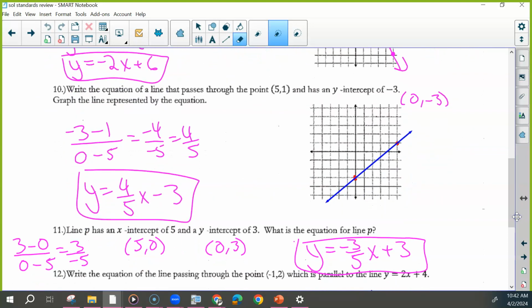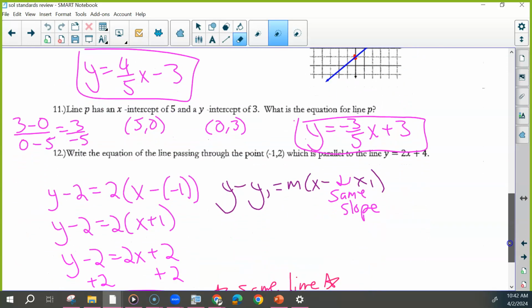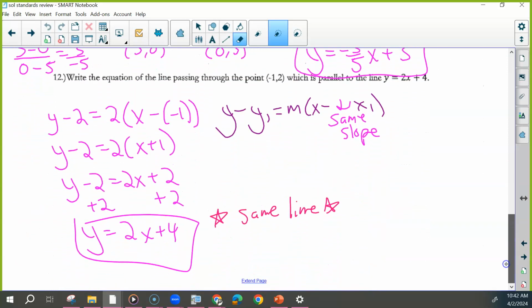Y equals 4/5 x minus 3. 11, y equals negative 3/5 x plus 3. And then I'll show 12, and then we'll stop there for lunch. 12, it asked you to find a line that was parallel, but the line ended up being the exact same, so they wouldn't have been parallel. Y equals 2x plus 4.